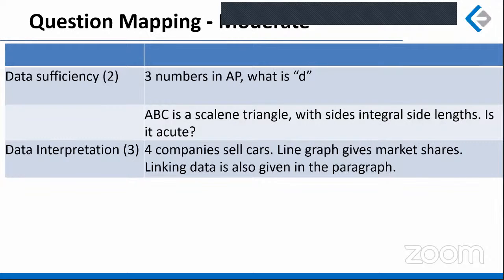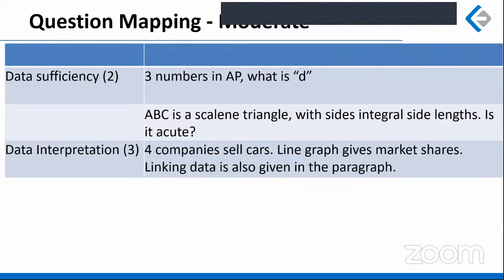Data sufficiency had two questions which were moderate. One was that three numbers are given in an AP and the question is what is the common difference, because they are in an AP. Two statements followed. One statement gave the difference between the first and the last, which was a tempting part. Just knowing the difference doesn't give you the common difference because there is an order. Is it plus something or minus something? That was the key part there.